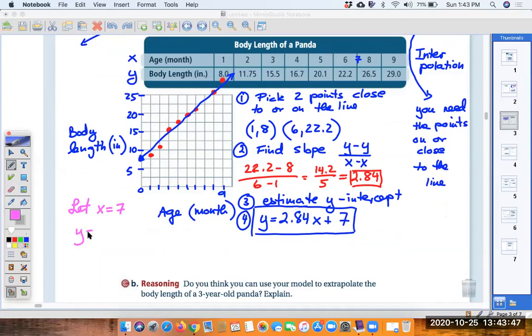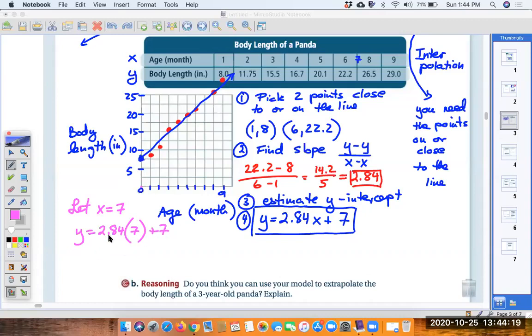So Y is equal to 2.84. This means he grows 2.84 inches every month. That's what that slope means. And X is 7 months plus the 7. Then that 7 back here means at his birth, when he was 0, when he just came out, he was 7 inches at birth. 0 is your X value at the y-intercept. So 0 age, 7 inches.